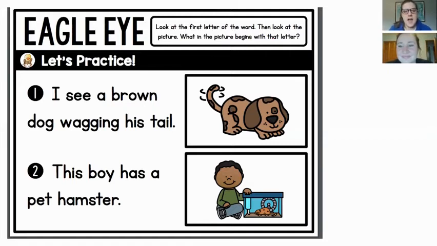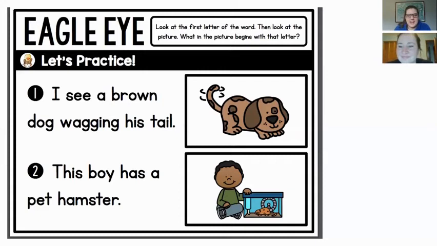I see a brown dog wagging his... I'm not sure about this one again. Ooh, I see it looks like his tail is wagging in the picture. And I remember that from the sentence. I see a brown dog wagging his tail.